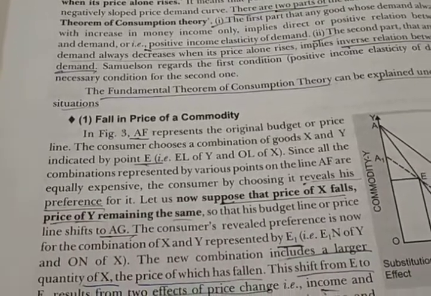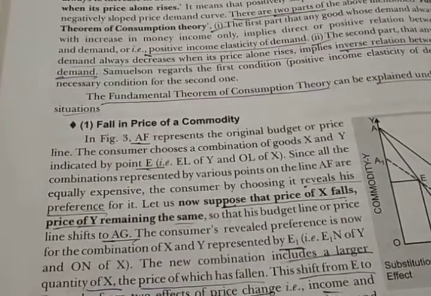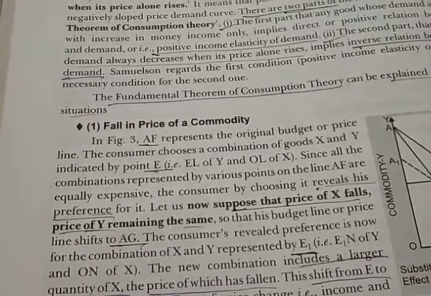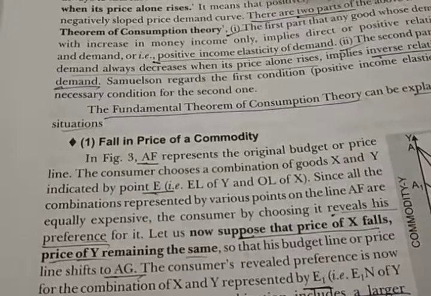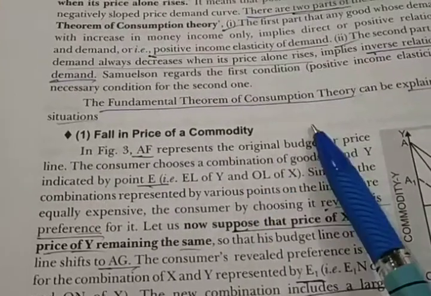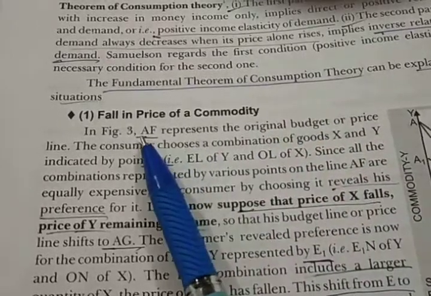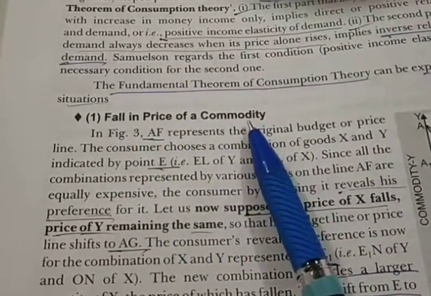This is part 3 of my online lecture on the topic revealed preference. And now I am going to explain in this lecture about the fundamental theorem of consumption theory, which has been explained by Samuelson. So he has explained it with the help of fall in the price of a commodity.